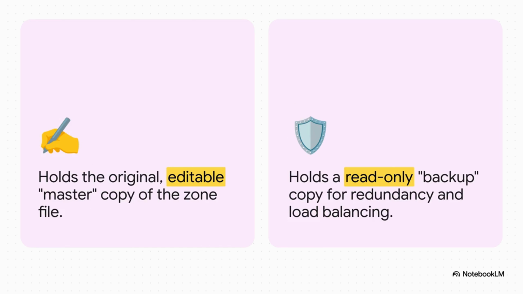And even within a company's own authoritative servers, there's a pecking order. You've got the primary DNS server. This is the boss. It holds the master copy of the zone file, the one that can be edited. This is where administrators make all the changes. Then you have the secondary DNS server. Its job is to hold a read-only backup copy. Why? For redundancy. It's a lifesaver. If the primary server goes down for any reason, the secondary server can just step right in and keep the network running.